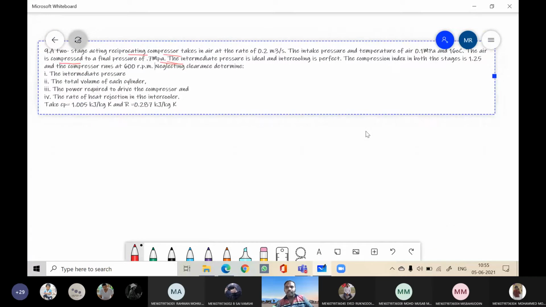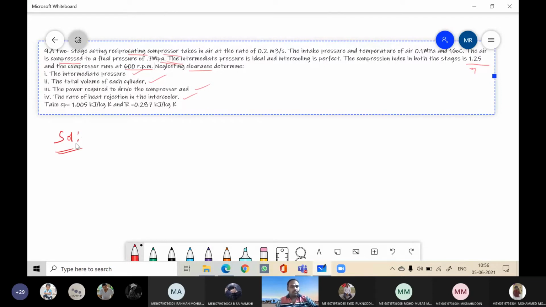The compression index in both the stages is n equals 1.25, and the compressor runs at 600 rpm. Neglecting the clearance volume, determine intermediate pressure, total volume of each cylinder, power required to drive the compressor, and rate of heat rejection. So this is the question.